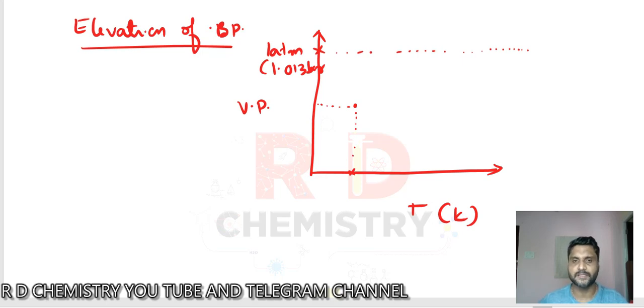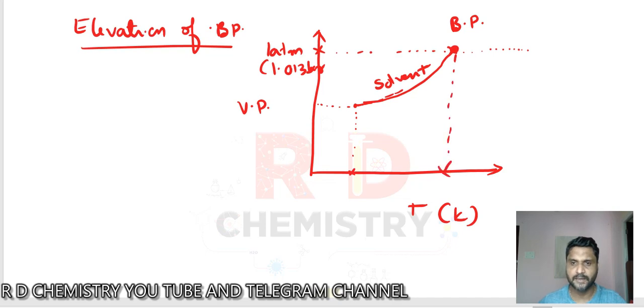When I increase the temperature, the vapor pressure goes on increasing, and it will touch this 1 atmosphere straight line. So this is the curve for the pure solvent. This is the boiling point of the pure solvent like water. The boiling point is that temperature at which the vapor pressure becomes equal to 1 atmosphere, and this is the corresponding boiling temperature, T. Let me take it as the boiling point of the pure solvent.